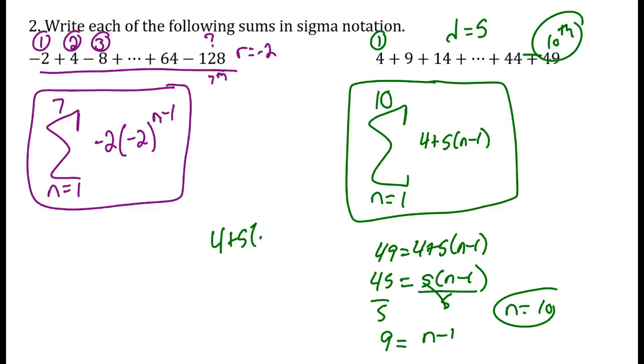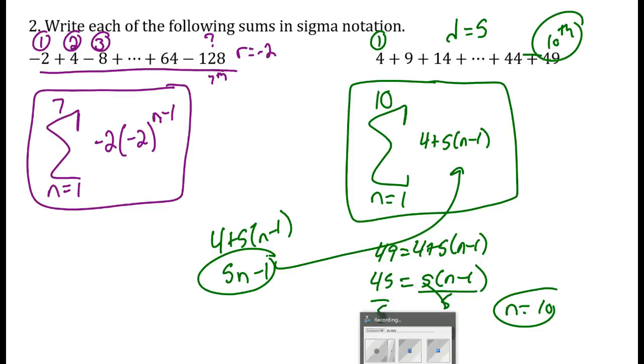Maybe you distributed that 5 to get 5n minus 1, and maybe that's what you put in there. But it doesn't matter, they're equivalent, so it gives you the same value. That was lesson 6. Sigma notation seems scary at first, but it's actually not that bad.